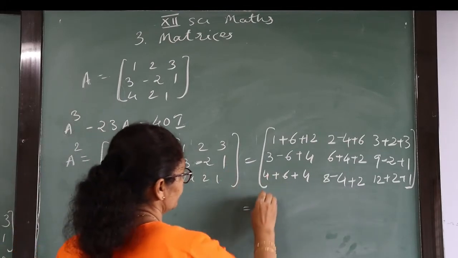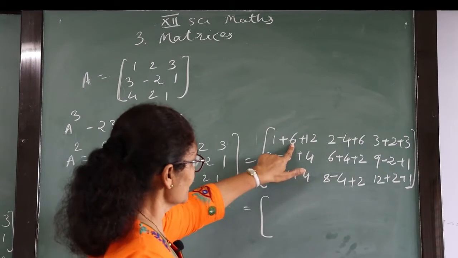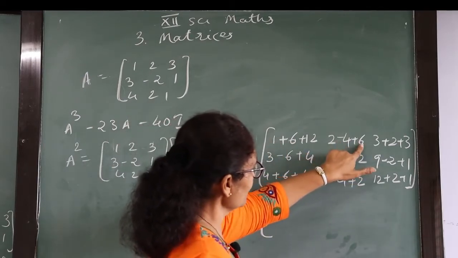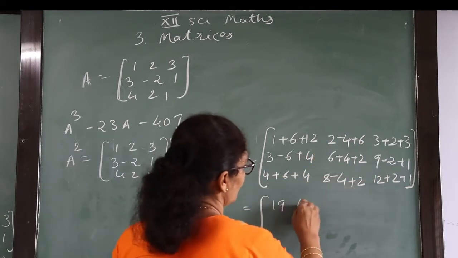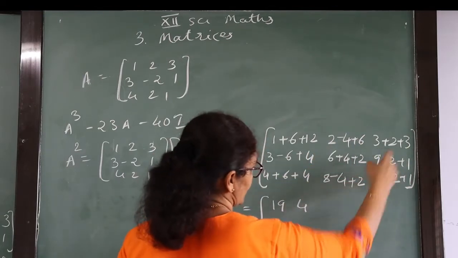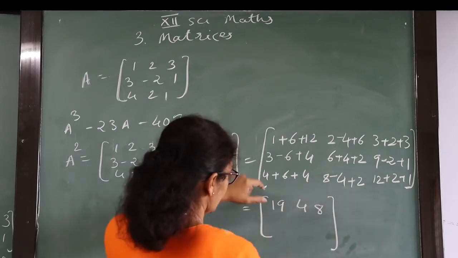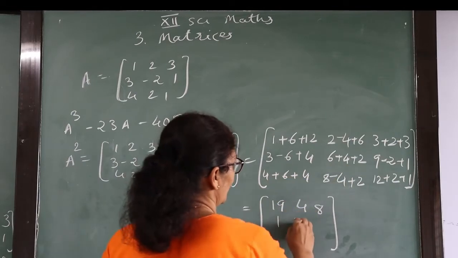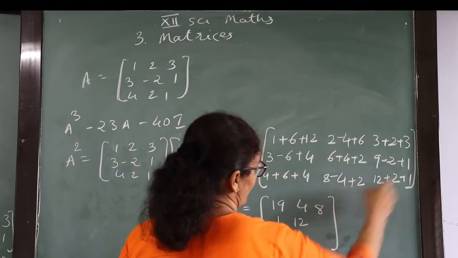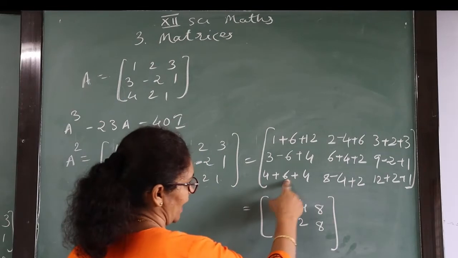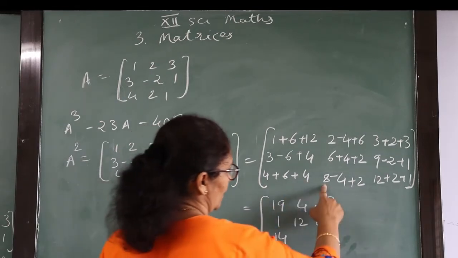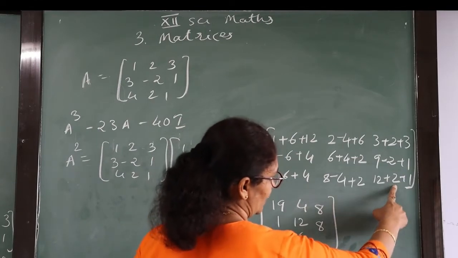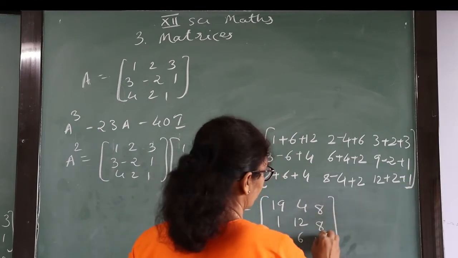So let's solve it. What is it? 12 and 6 is 18, and 1 is 19. 4 will be subtracted, so 2 plus 2 will be 4. 3 and 3 is 6, 7, 8. Similar way 7 minus 6 will be 1. 10 and 2 will be 12. 9 minus 2 is 7, and 1 is 8. 10 and 4 is 14. 8 minus 4 is 4, plus 2 will be 6. 12 and 2 is 14, and 1 is 15.